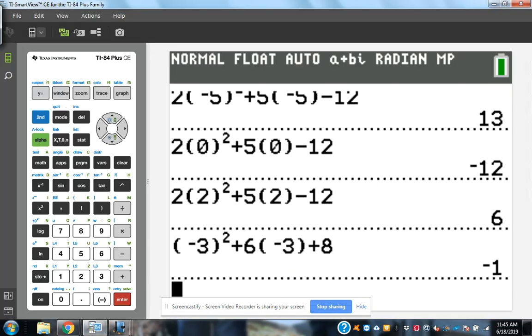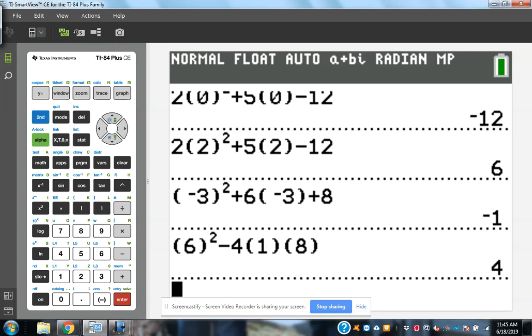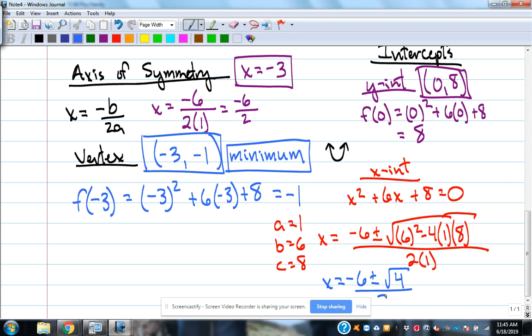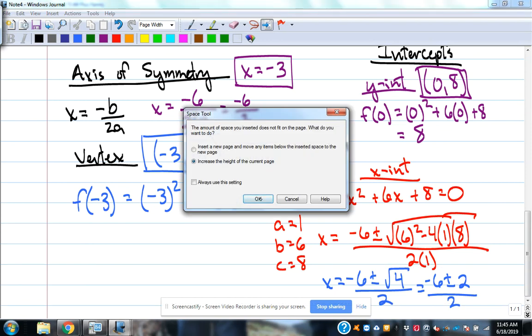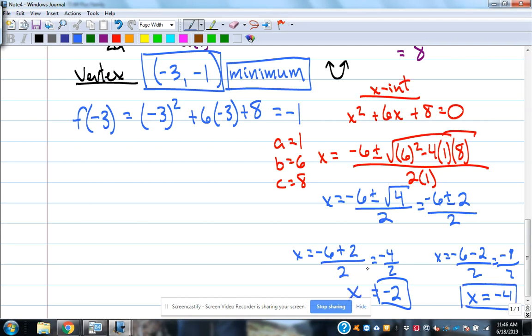-6 plus or minus, and then just working out the discriminant, parentheses, 6 squared minus 4, parentheses 1, parentheses 8. My discriminant is 4, which I know the square root of 4 is 2. So I'm going to be able to work out the answers to this because it worked out to be a nice number when I took the square root. So I'm going to hit -6 plus 2 and -6 minus 2. -6 plus 2 is -4. Divided by 2 is -2. -8 divided by 2 is -4. So I get x equals -2 and x equals -4 as ordered pairs. That's -2, 0 and -4, 0.